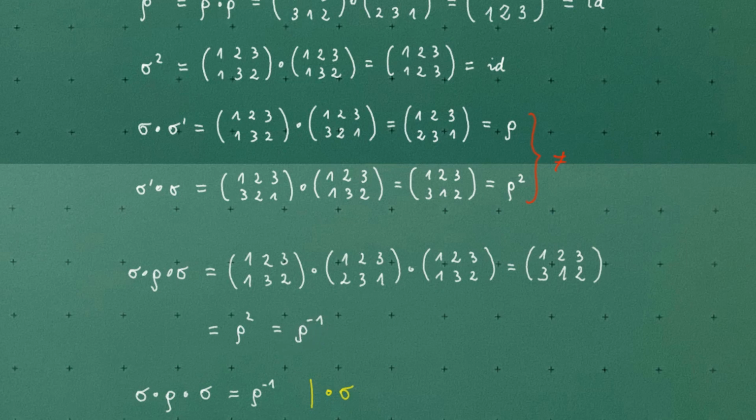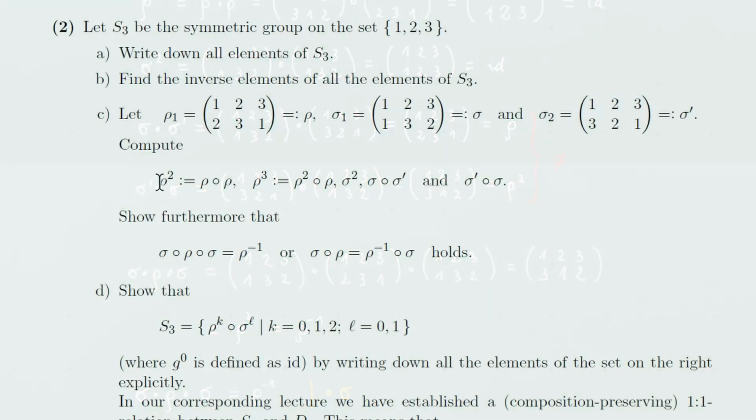If you're a good geometric thinker, try to visualize it in your mind. You flip the triangle, you rotate it by 120 degrees, and you flip it about the same axis, and then it's the same result as if you had rotated it by 240 degrees, or reversed the rotation by 120 degrees. And to end part C, we are supposed to show that this here is the same as this relation here.